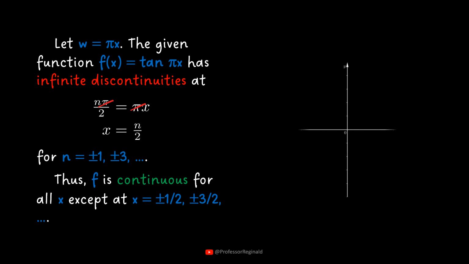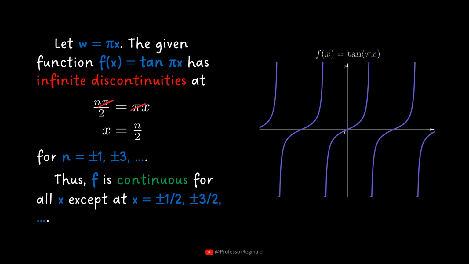The figure on the right illustrates the graph of f in terms of the given variable x. F of x equals the tangent of pi x has infinite discontinuities at x equals positive or negative 1 over 2, positive or negative 3 over 2, and so on.